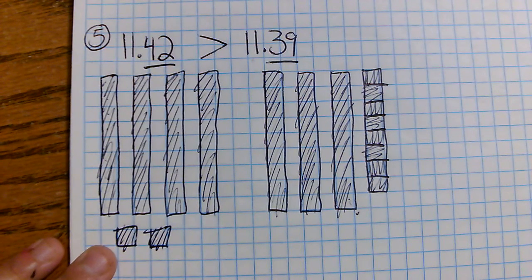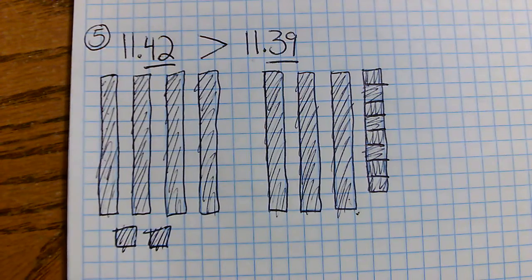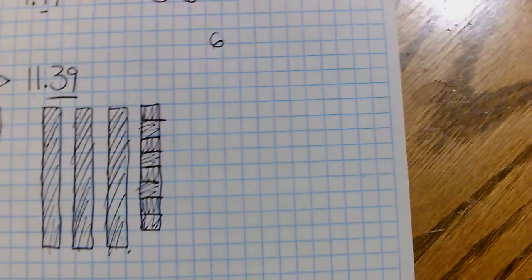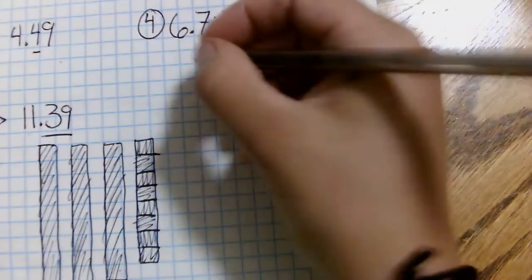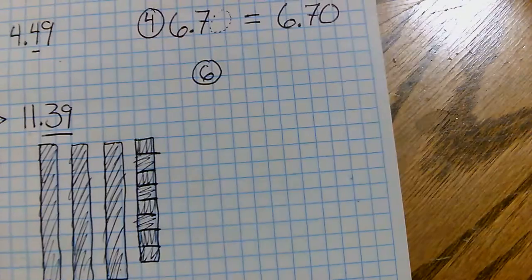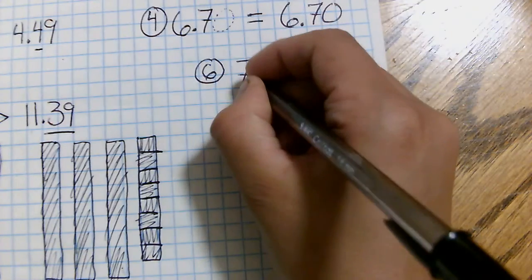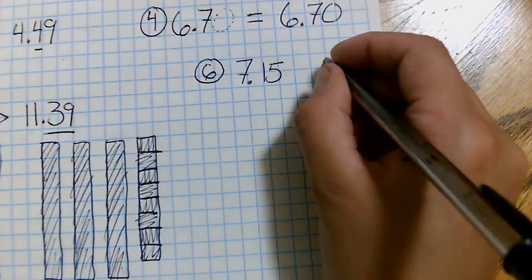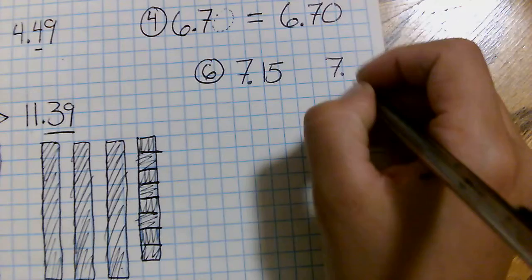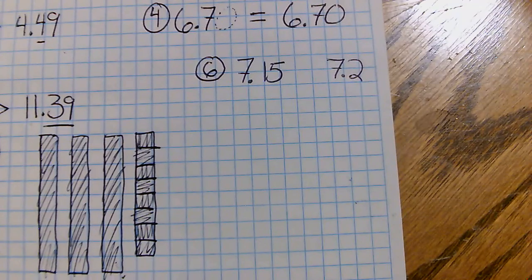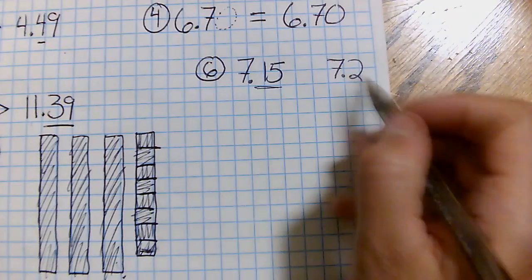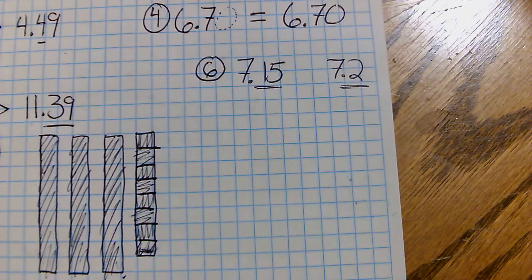Okay, that's one way to do it with base 10 blocks. You can also do it with a 100 grid as well, and we're going to try that now. Let's do, we'll call this number 6. Move this up a little bit. This will be number 6, and we will compare 7 and 15/100, 7 and 2/10. Yeah, there we go. Okay. So, since the ones are the same, I only really need to focus on the decimal portion of my numbers.